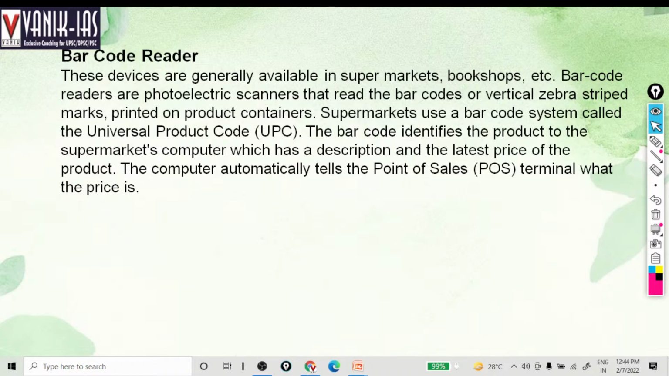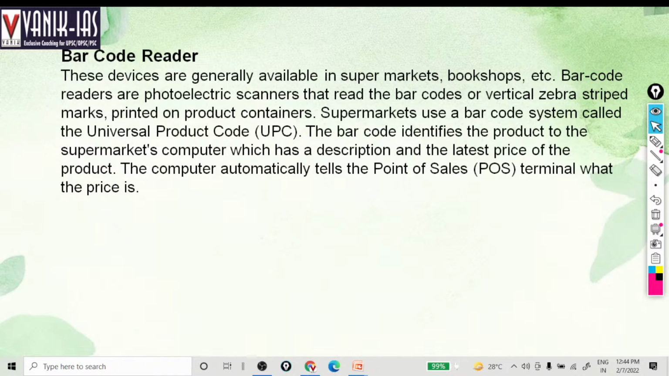Supermarkets use a barcode system called the universal product code. The barcode identifies the product to the supermarket's computer, which has the description and latest price. The computer automatically tells the point of sale (POS) terminal what the price is. They don't have to input it.